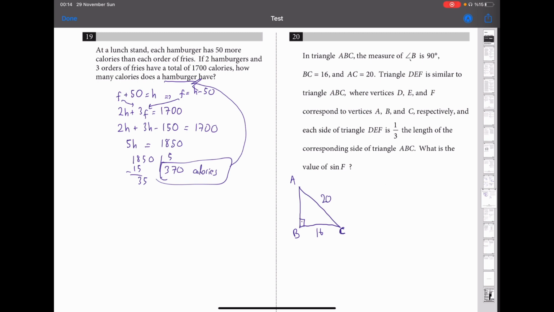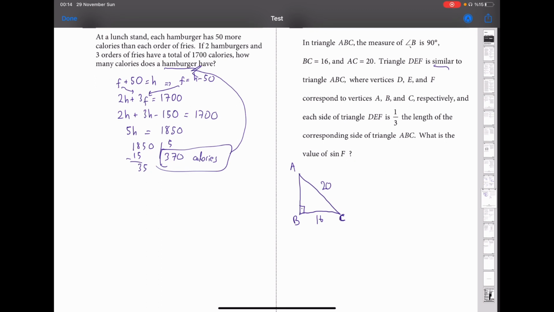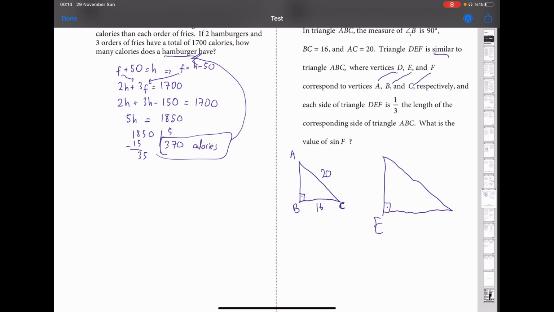The triangle DEF is similar to triangle ABC. What similar means is they have all the same angles, but side lengths might differ, where vertices D, E, and F correspond to vertices A, B, C, respectively. So this angle is the same as A, this angle is the same as B, this angle is the same as C. Let's draw it. So E is here, C is here, and D is here.